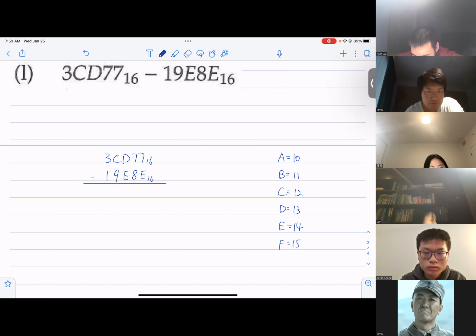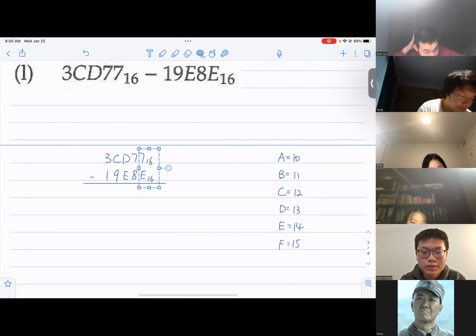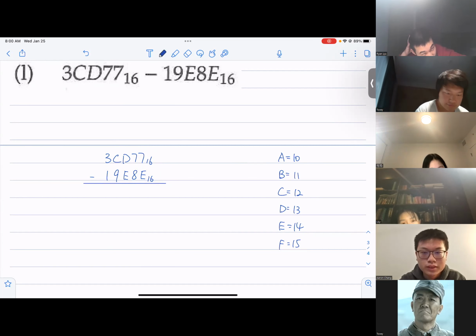Since 7 can't subtract E, we can borrow another 16 over, then it's 23 minus 14, then that would be 8. Oh, okay, no, probably not. Sorry, I did the math too much. E is 14, right? Uh-huh. 9. Would be 9. Yes. Good.